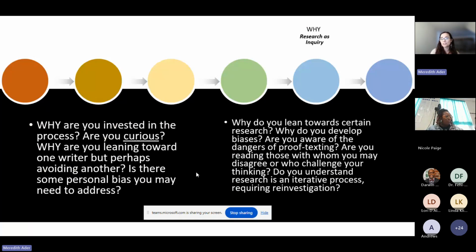Are you aware of the dangers of proof texting? Are you reading only those people that you agree with? Or are you willing to read the opinions of others that you don't necessarily agree with? And do you recognize that research is not a straight line? It never is a straight line. You can't project out that this is where you're going to land. You might get halfway there and realize that you need to make a U-turn, go back and revisit something, and then get back on the road again. It's a process of sometimes stopping, sometimes just hitting a pause to really consider what you're learning, and then recognizing if you need to add a little bit more to your knowledge that you didn't have.